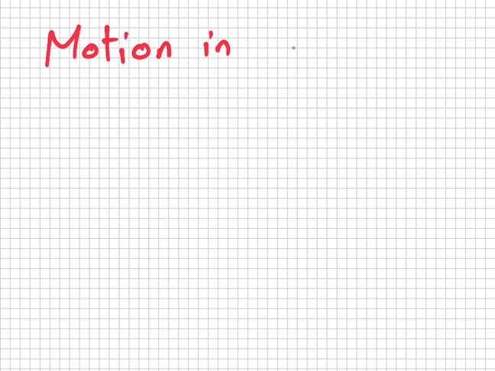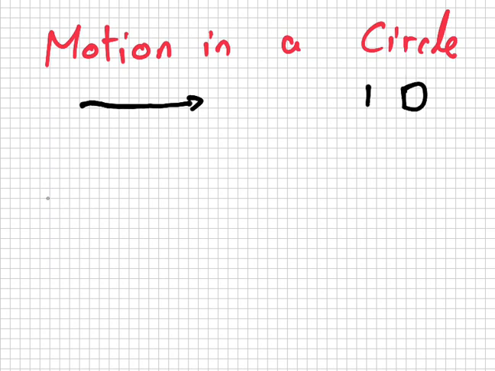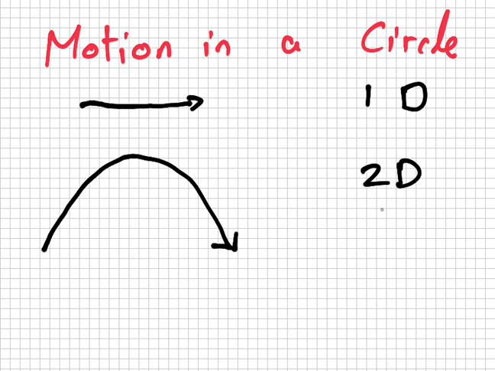Motion in a circle. If you think about it, we've only done two types of motion so far. We've done motion in a straight line in one dimension, and then this type of motion in two dimensions. But this here is really just a mixture of this one plus this one, isn't it? It's nothing really special. So they're the only two we've done so far. Now we're going to look at a special case of motion in a circle.